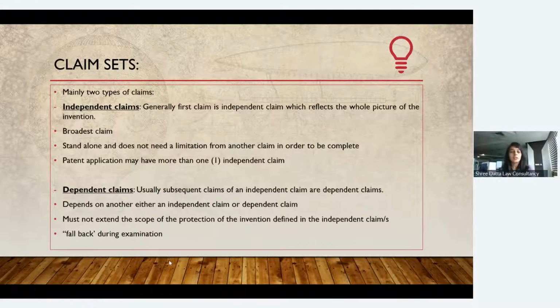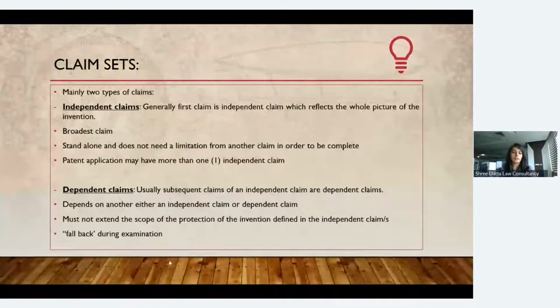That may be 10. And after that also, if you are adding more claims, then you have to pay just additional fees. But there is no such limitation for the claim number. And in the dependent claims, there are generally subsequent claims depending on the independent claim, which must not extend the scope of the protection of the invention defined in the independent claims.